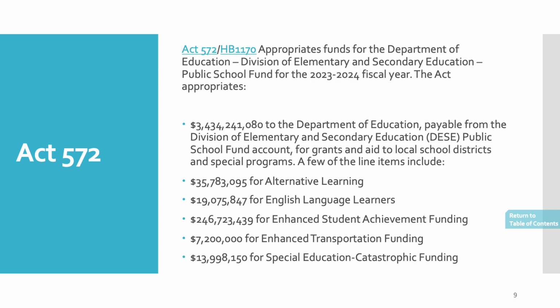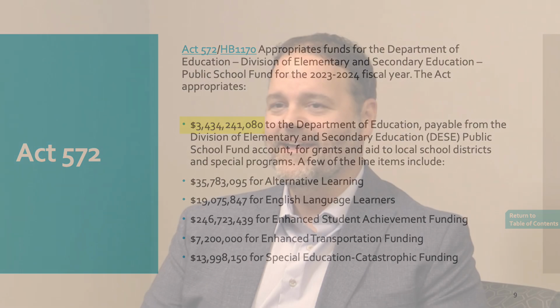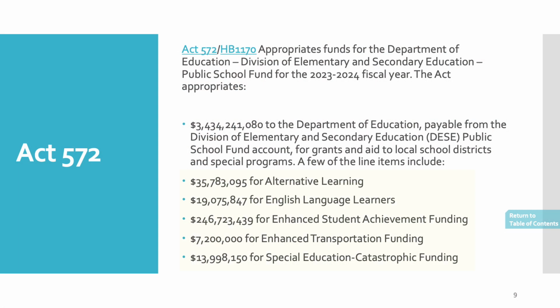Act 572 just shows the total amount of the allocations or appropriations for the Department of Education. I want you to look at that number on the first bullet. That is $3.4 billion. And so I like to point that out because ain't no business like school business, and it's a big business. And at $3.4 billion, there's a lot of funding going towards education. Some of the heavy hitters are listed below in the bullets that you'll see, and we've talked about most of them already.